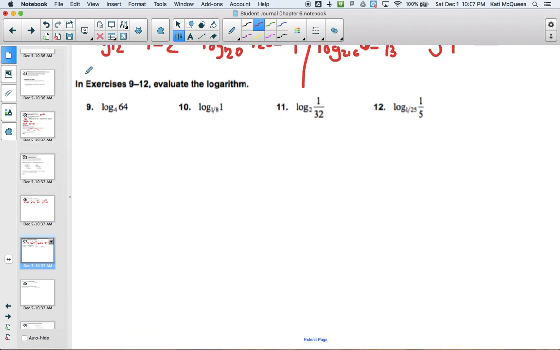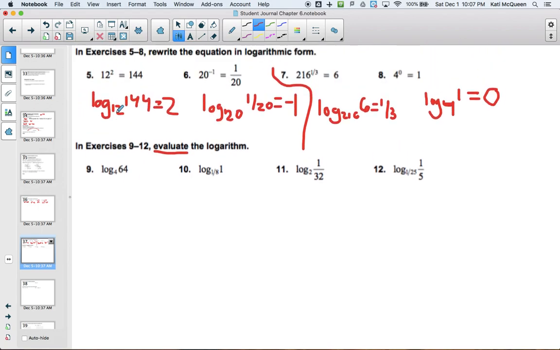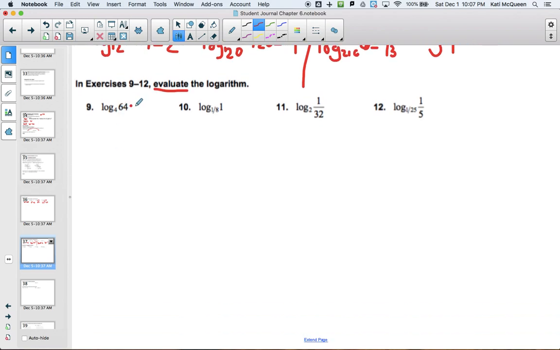Now the other thing we want to think about is evaluating. So evaluating is just a fancy way of saying, tell me what this is equal to. Okay, so I'm not given an equation here. Notice the ones we did, we always had an equal sign in. Here we do not. So what this is asking you is 4 to what power equals 64. So sometimes I like to write it like this. So we're thinking 4 to what power is 64? Well, I know 4 squared is 16, and I know 4 to the third is 64. So this is just equal to 3.